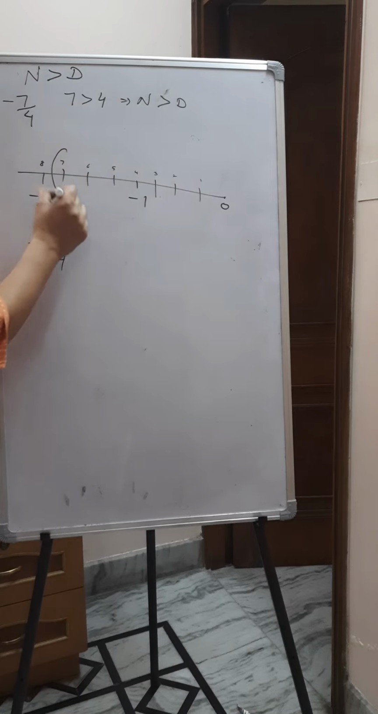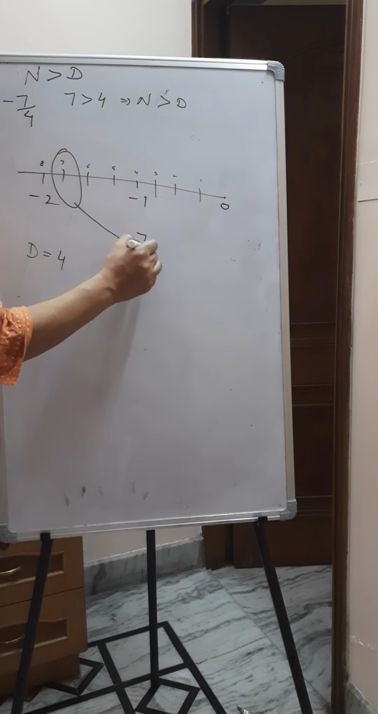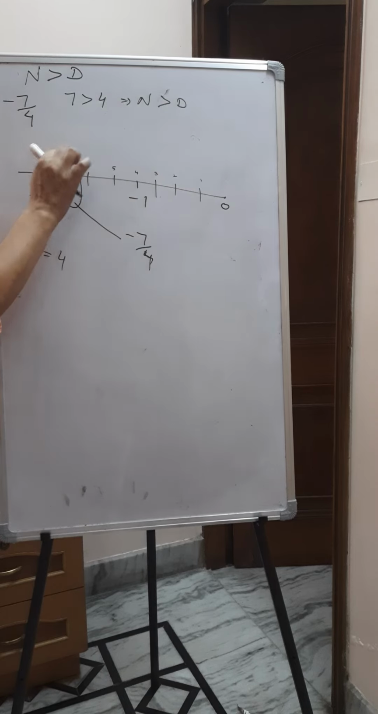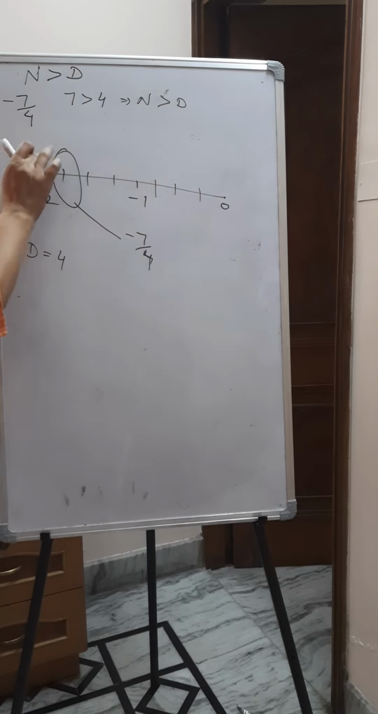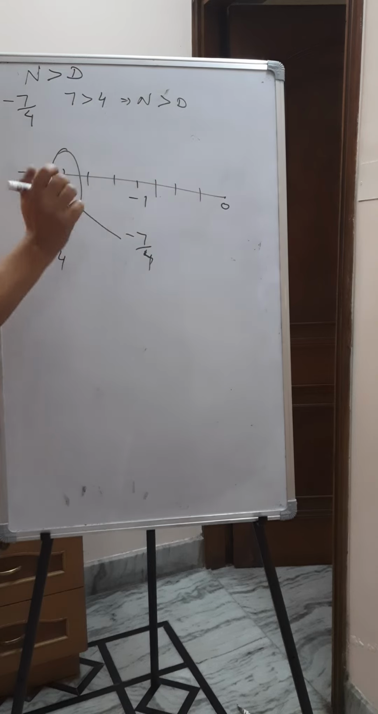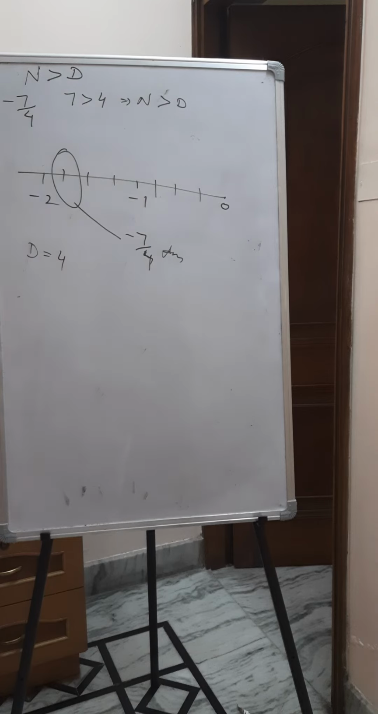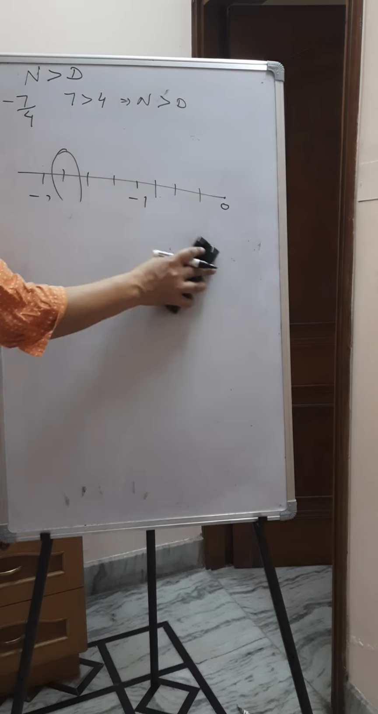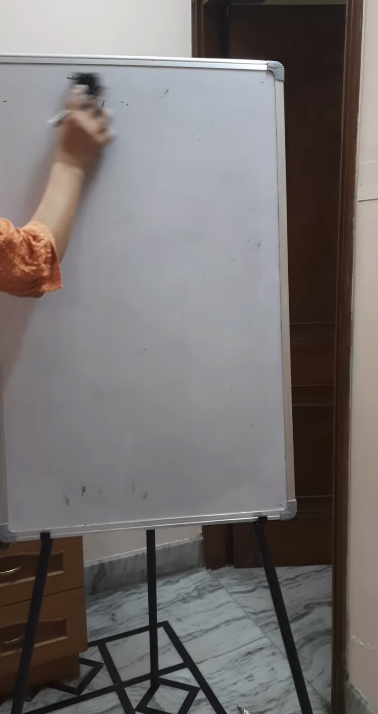So we will take this as -7/4, and after that you can remove all the markings. This is -7/4, your answer. I think and I hope and I wish that now this concept is clearly understood by you.